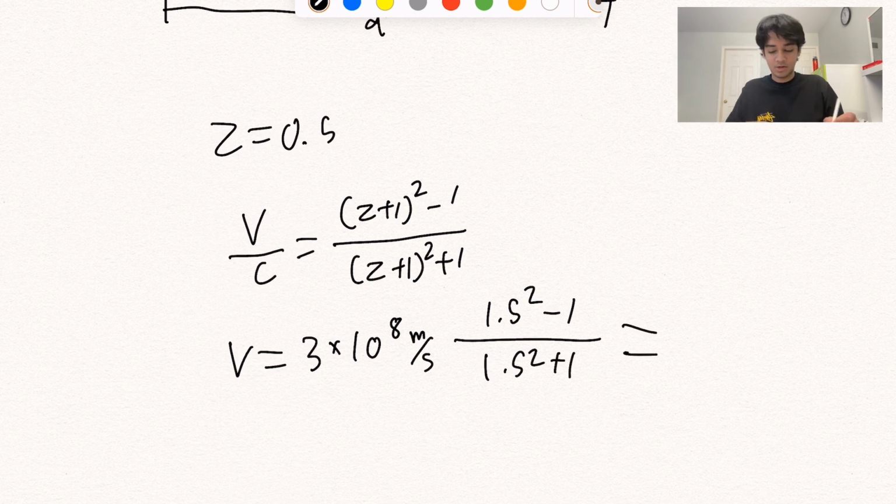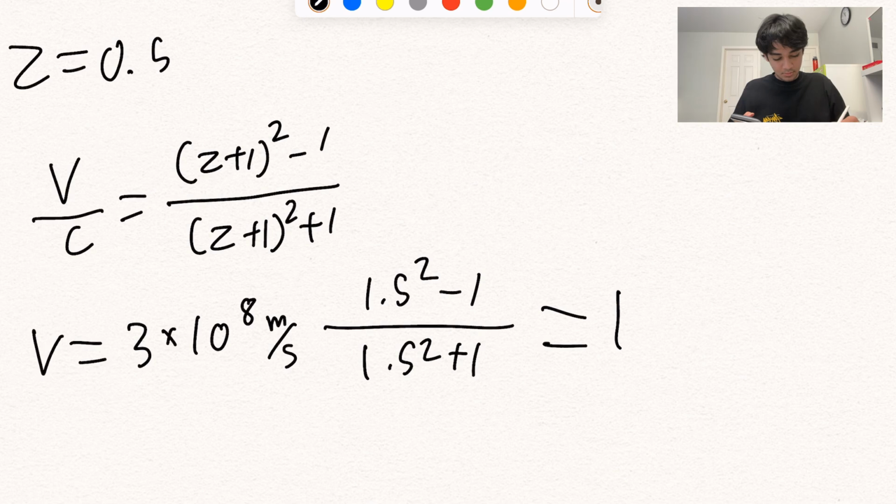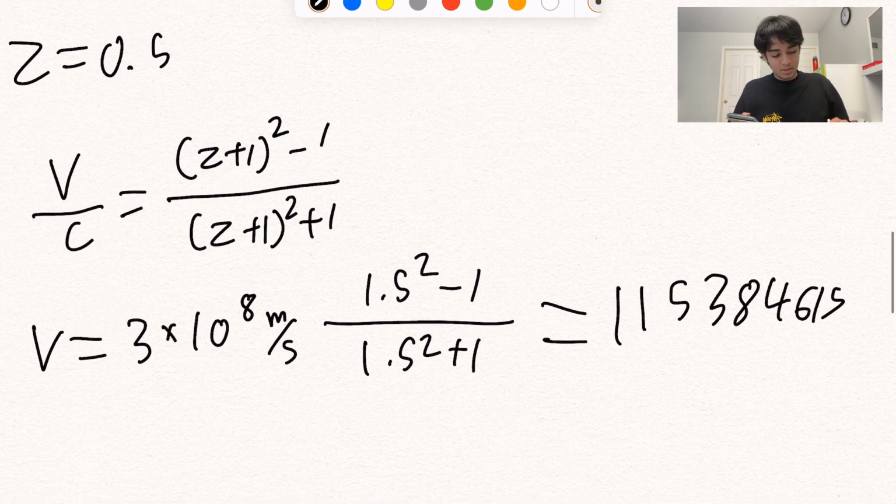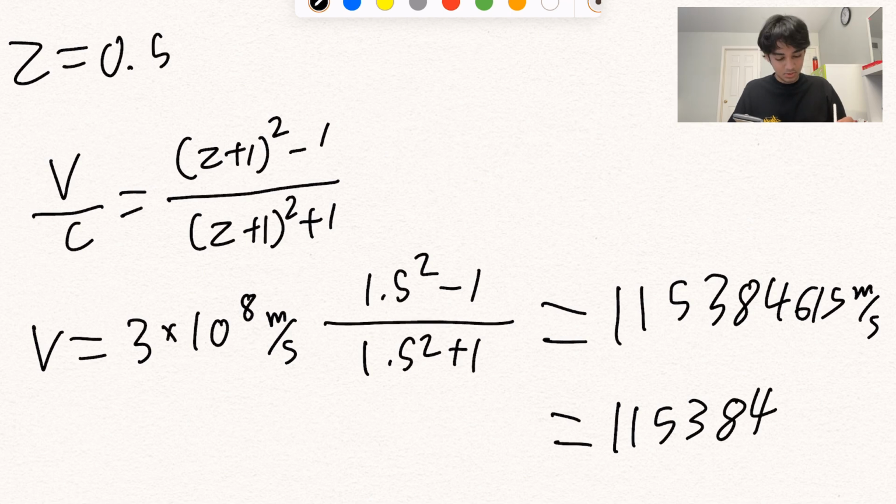And from our calculator, we get a velocity of 1,153,846.15. Okay, we want this not in meters per second, but in kilometers per second. So let's convert that to kilometers per second. That gives us 1,153,804.6 kilometers per second. I rounded the values off.